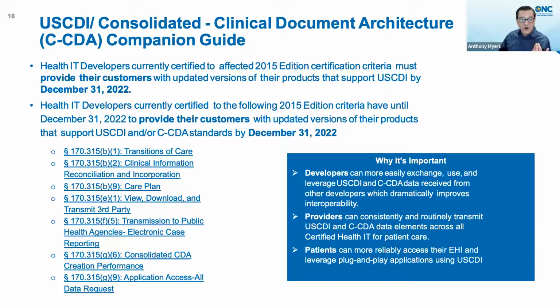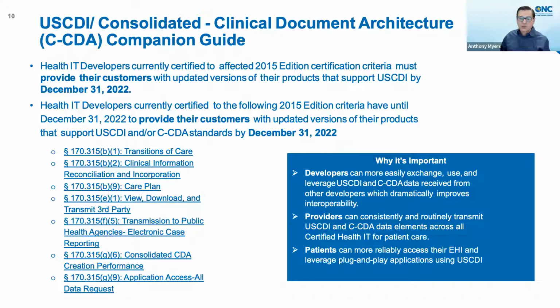So for this requirement, the health IT developers currently certified to affected 2015 edition criteria must provide their customers with updated versions of their products that support USCDI by December 31st. You'll see here a number of criteria. Developers currently certified to those criteria that I just pointed to on the screen here have until December 31st, excuse me, to provide their customers with updated versions of their products that support USCDI and or CCDA standards, again, by December 31st.